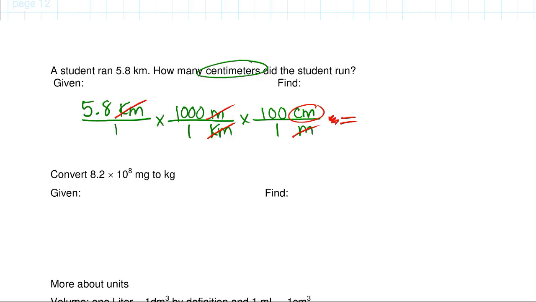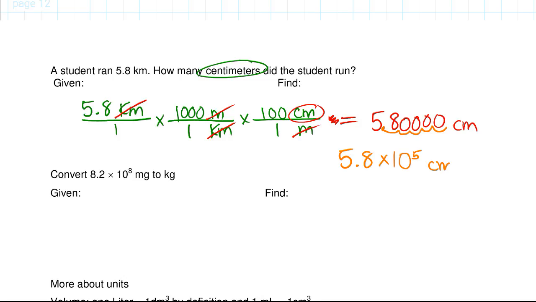When you do the math, you'll see that you'll get a big number, 580,000 centimeters. How would I turn this number, which is a long-ish number, into scientific notation? Find your decimal point and move it over until you get a number between 1 and 10. In this case, the mantissa would be 5.8 times 10 to the 5th centimeters. And I can circle that.